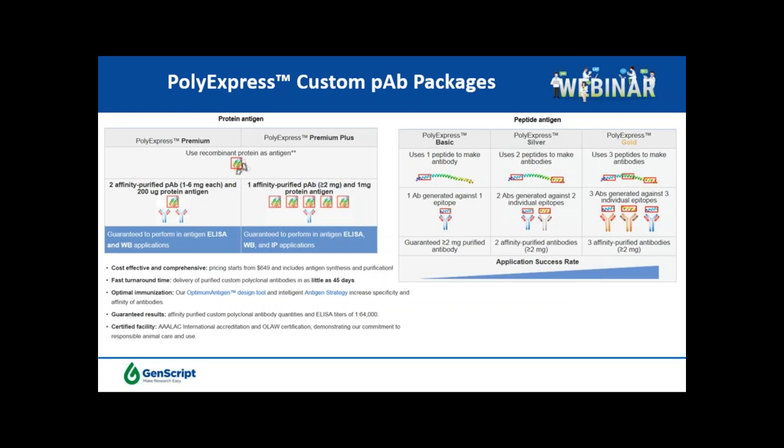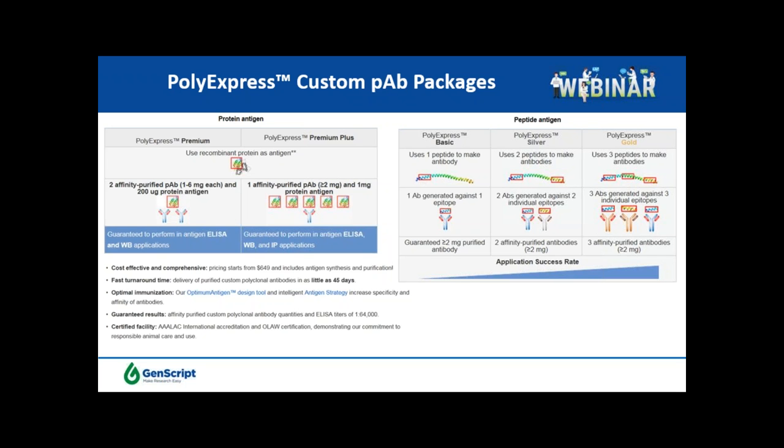So among all these varieties, the PolyExpress package includes immunization with either a protein or peptide antigen. Our peptide antigen service includes immunization with up to three peptides, each generating their own polyclonal antibody against different epitopes. The protein antigen package includes immunization with a recombinant protein and includes a delivery of up to two polyclonal antibodies and 1 milligram of purified antigens.